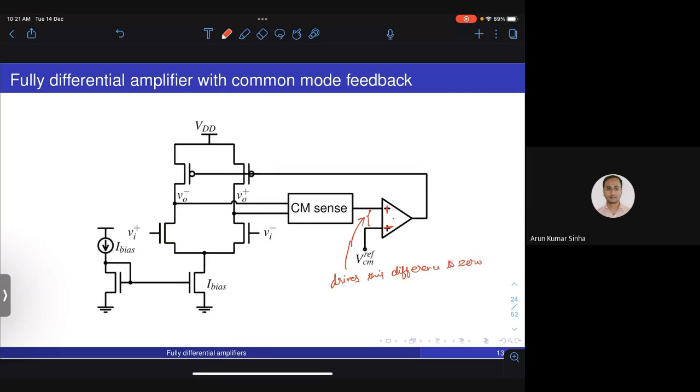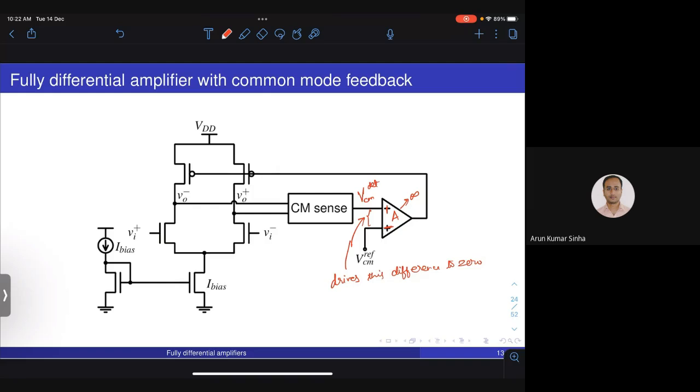What will be the steady state? In steady state, what will be the difference between these two nodes? It will depend on the gain of this amplifier which we are putting here. If the open loop gain of this amplifier is infinity, it's just like the standard op-amp arguments, and the difference between VCM ref and VCM detected will be exactly equal to 0. If it is something less than infinity, it will be some small finite difference depending on the gain.